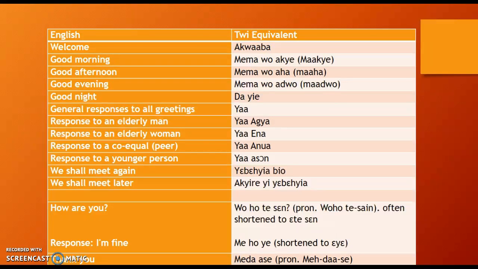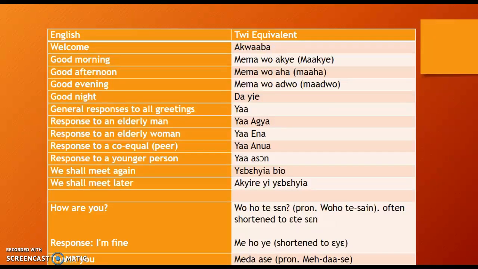So to greet in the evening, to say good evening, you would say Memaawo adwo. And the short form, you want to give that a try? Maadwo. That's it. So if you didn't try, then try it now. I say it and you say it after me. Maadwo. Well done. Maadwo. That's good evening.